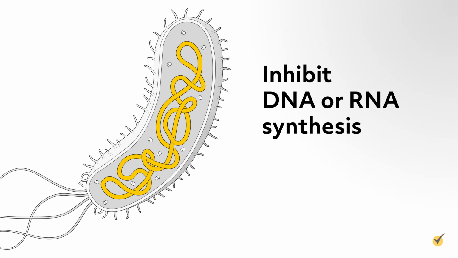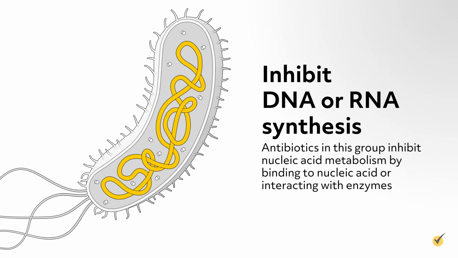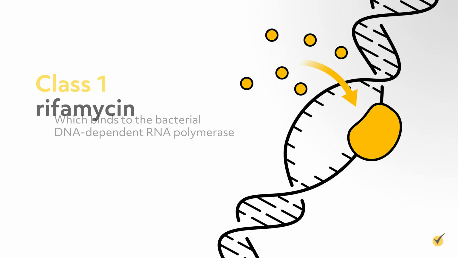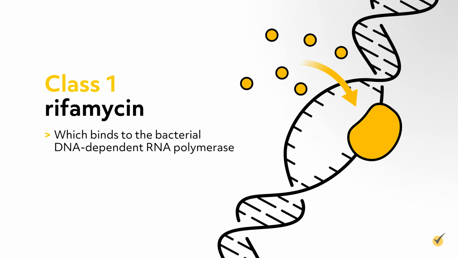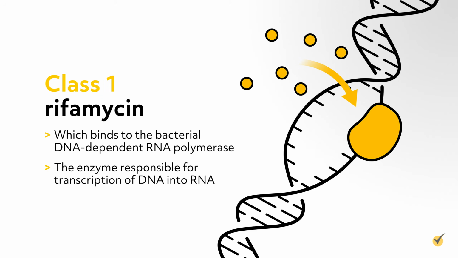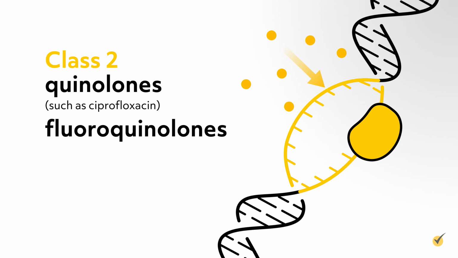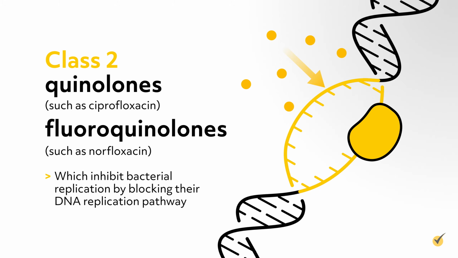The next group of antibiotics inhibit DNA or RNA synthesis. Antibiotics in this group inhibit nucleic acid metabolism by binding to nucleic acid or interacting with enzymes necessary for nucleic acid synthesis. There are two major classes of antibiotics that inhibit nucleic acid synthesis. Rifamycin, which binds to the bacterial DNA-dependent RNA polymerase, the enzyme responsible for transcription of DNA into RNA, and quinolones, such as ciprofloxacin and fluoroquinolones such as norfloxacin, which inhibit bacterial replication by blocking their DNA replication pathway.